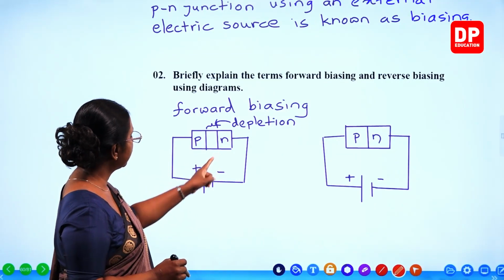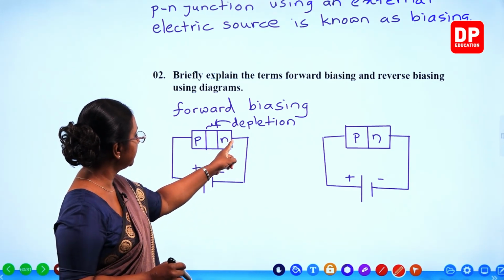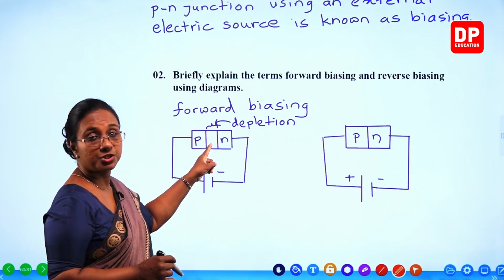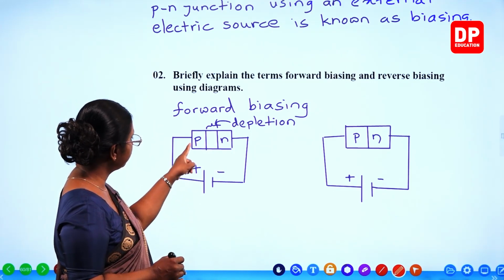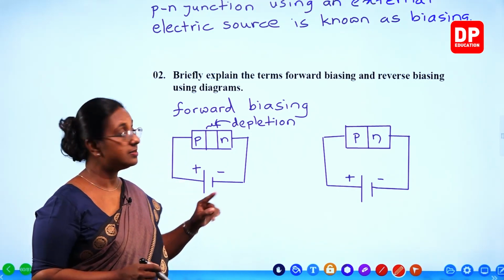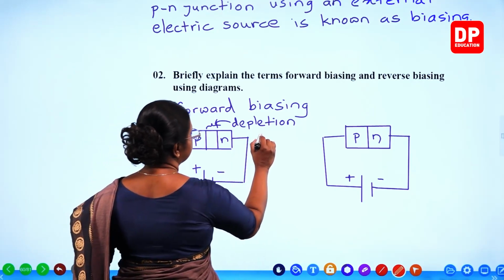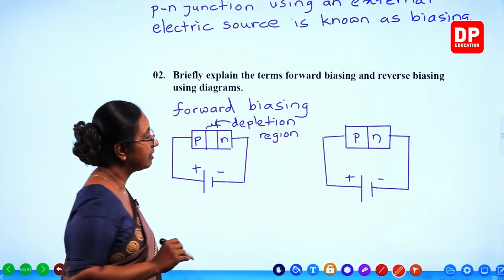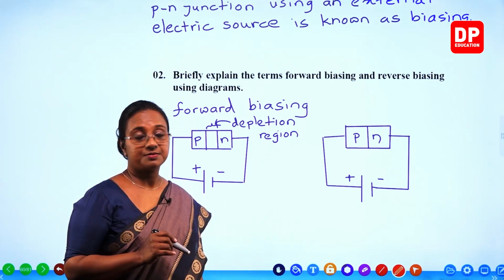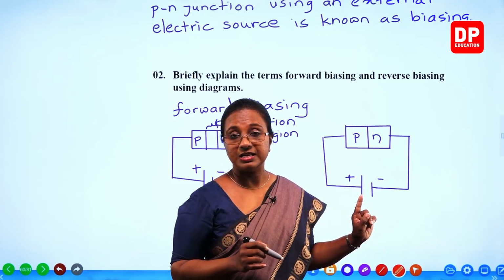The depletion layer, because the negative electrons flow towards the negative region, that pushes towards the depletion region. At the same time, since positive potential is applied to the P region, the holes are pushed towards the depletion region. So because of that, the depletion region decreases. And finally, there will be no depletion region.